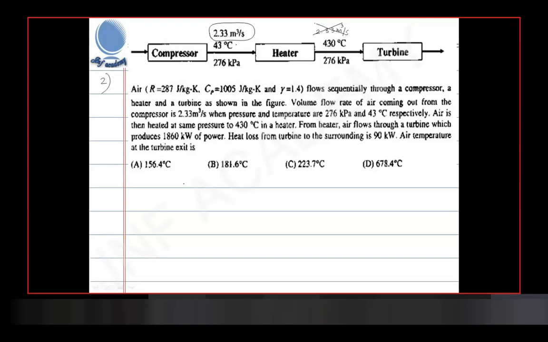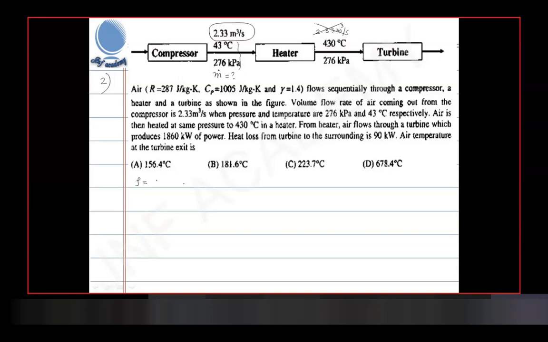This information is given, and the temperature and pressure are given here. So at this section, you have to find the mass flow rate using this information, because mass flow rate is not going to change. Mass conservation will always hold true. Volume conservation will not hold true unless it is an incompressible flow. So mass conservation holds true, which means you have to first find the mass flow rate.